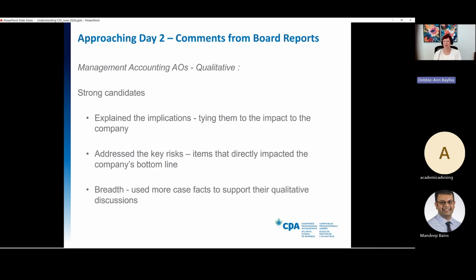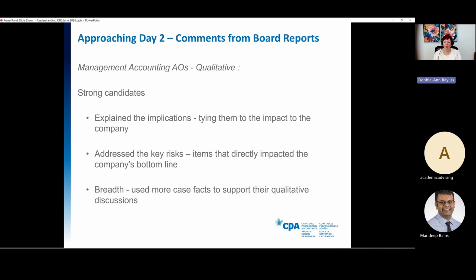From a qualitative perspective for management accounting, strong candidates explained the implications. So they didn't just state the case facts, they answered the question, so what? What's the potential positive or negative impact? And they tied that back, as much as they could, to the financial impact. They addressed the key risks, the risks that would directly impact the company's bottom line.